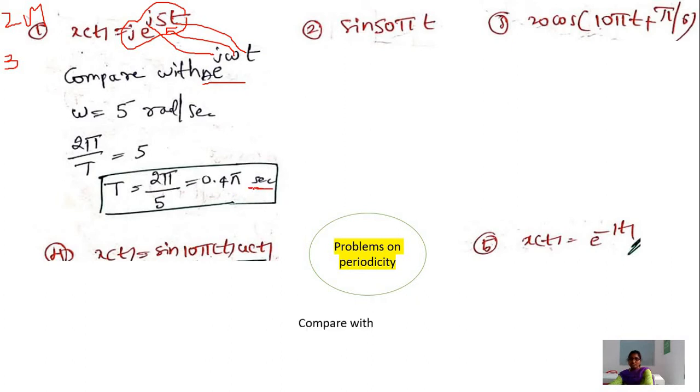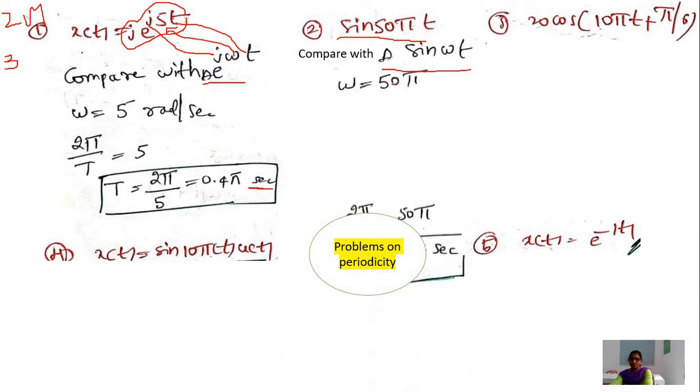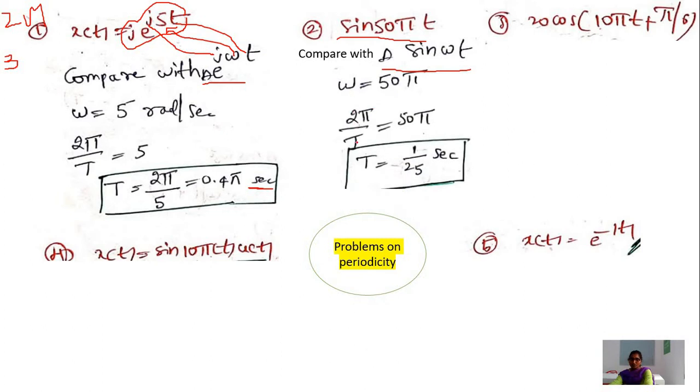On to the second problem, which is a sinusoidal signal. We know that all the sinusoidal signals are periodic in nature. If periodic, then find out the time period. Compare with a sin omega t, the standard sinusoidal signal representation. Then omega is equal to 50 by omega formula.